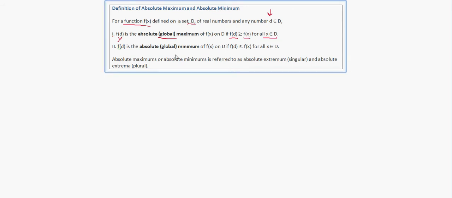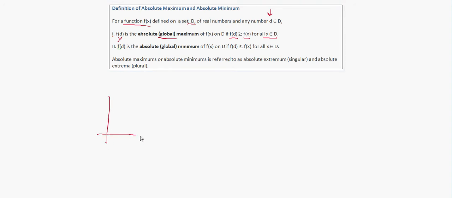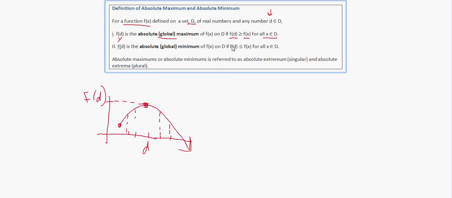All that says is, if you take any graph at all, so we'll look at this graph on this domain right here. Let's say it goes forever down that way. The maximum point is right here, so if we call this value d, well then this is f of d, and you can see that f of d is larger than all other f of x. For any other x value you choose, f of d is greater than f of x. So that's all it says. f of d is then called the absolute maximum. d is where the absolute maximum occurs.